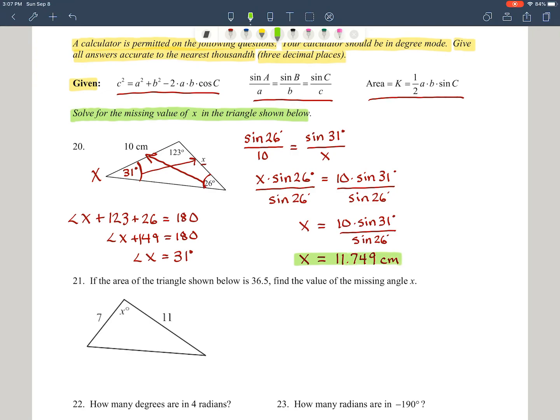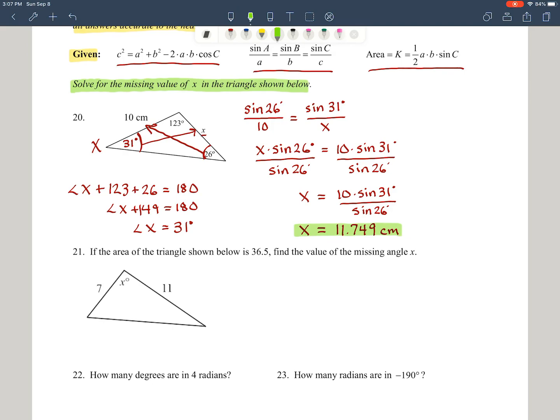I'll go ahead and just jump into 21 since I'm in this video here and I want to get it done. 21 states, if the area of the triangle shown below is 36.5, find the value of the missing angle x. So we need to figure out what that angle is. We know that the area is equal to 36.5 square units, whatever those units are.